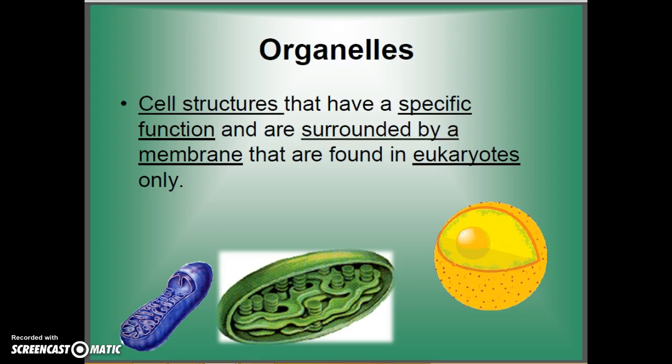Organelles are structures within cells that have a specific function. They are surrounded by a membrane, such as the cell membrane, and found only in eukaryotes. So those prokaryotes that do not have a nucleus, they do not have organelles either.